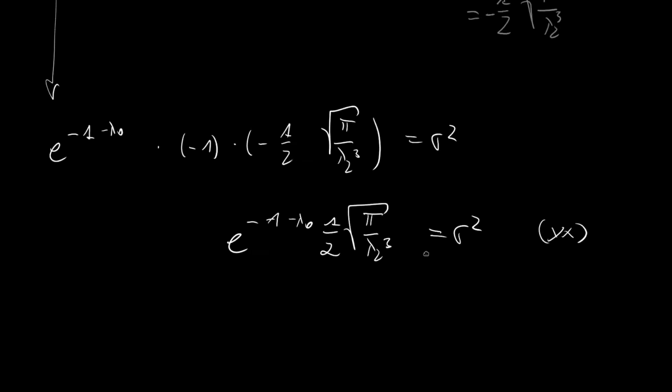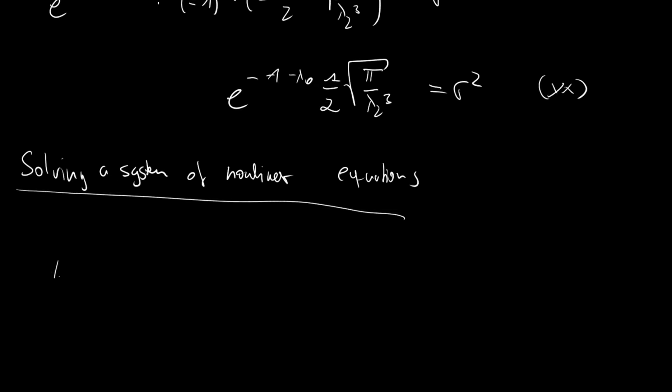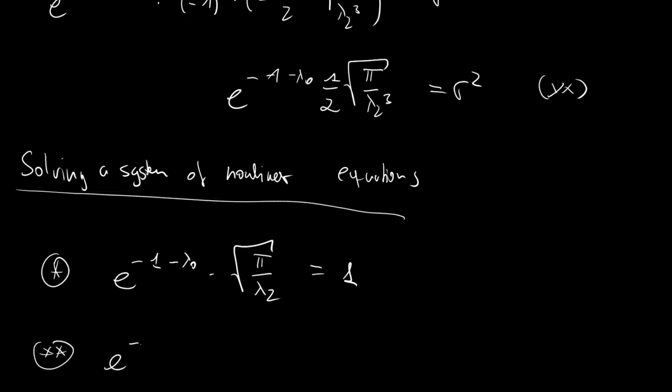And then we have our two equations, and we are left with solving a system of nonlinear equations. The first equation was the one that we got from the first constraint or second equation, which was e to the minus 1 minus lambda 0 times the square root of pi over lambda 2 is equal to 1. And the second is one that we just derived here. I will note it down once again. It is e to the minus 1 minus lambda 0 times square root of pi over lambda 2 to the power of 3 is equal to sigma squared. And of course times 1/2.